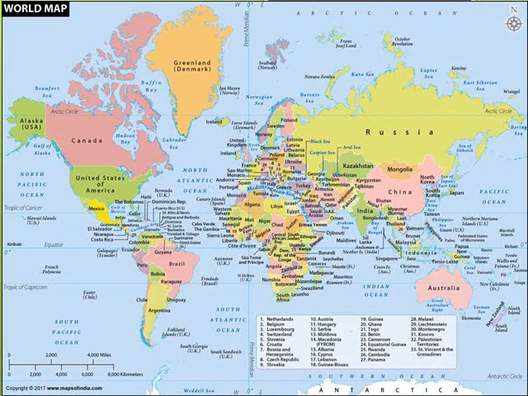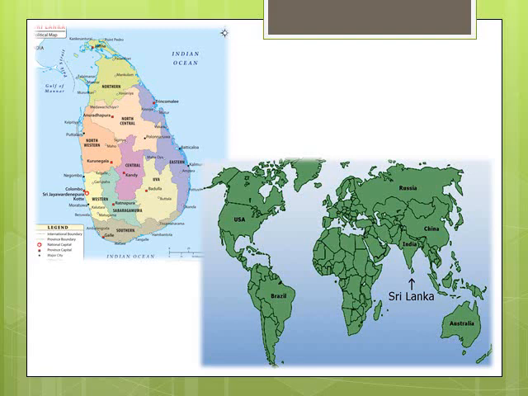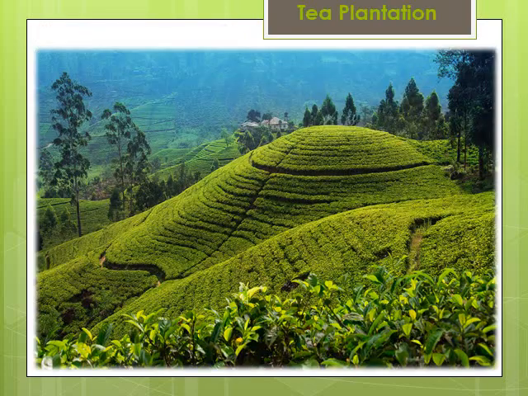So here, let's look at the area of Sri Lanka. Now, look at the shape of Sri Lanka. You will notice that it's just like a pear. Here you can see the pear-like shape of Sri Lanka. Now, this is the picture of tea plantation of Sri Lanka.